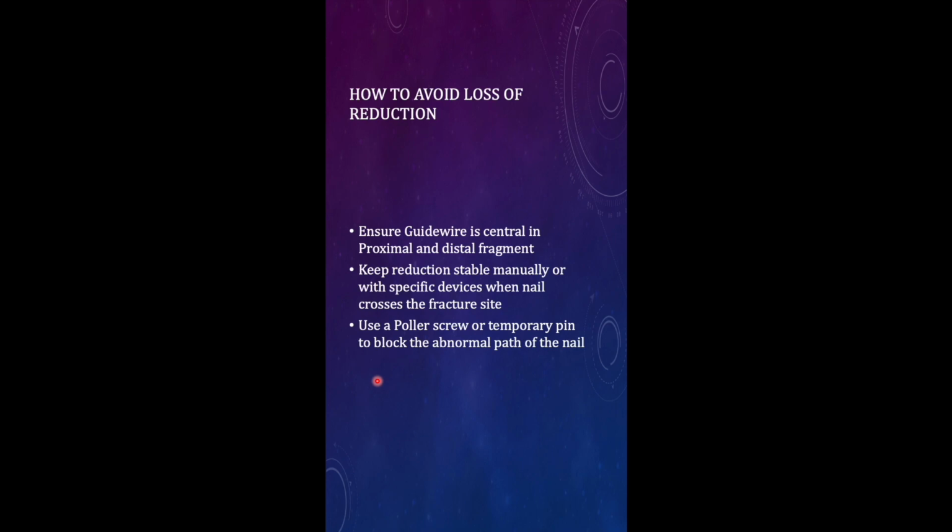If the reaming track is not correct, then definitely the nail will resume a path which is not normal, even if we reduce the fracture when doing the nailing. So the reaming should be done in an appropriate reduction. And when the nail is passing through the fracture site, we have to ensure that the reduction is maintained. And when these measures don't help, then we can use Poller screws or alternatives to Poller screws in the form of a steel pin to block the abnormal path of the nail.